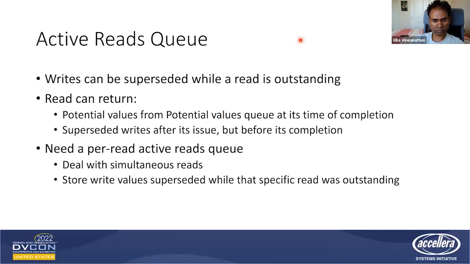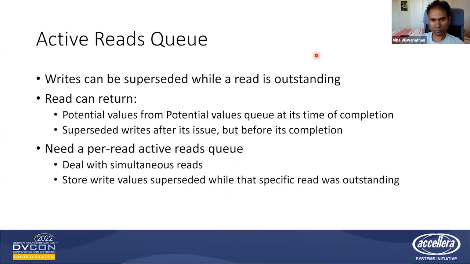Thus far, we have developed a framework for dealing with multiple writes outstanding. If it were guaranteed that there would be no writes outstanding when reads are outstanding, we could simply get the potential expected values for each read from the potential values queue. In reality, however, both reads and writes are simultaneously outstanding.